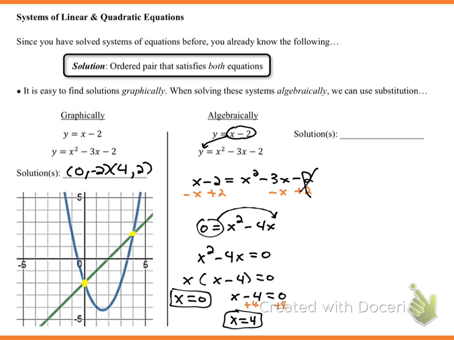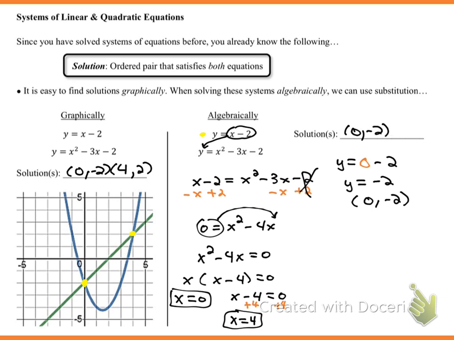Now to get the y value on the points of intersection, you want to plug those back in, okay? You can plug it back in to either the linear equation or the quadratic equation, doesn't matter which one. Obviously, a little bit easier, especially on this one, to plug it into the linear equation. So I did y equals 0 minus 2, when I plugged in 0, and that gives me y equals negative 2.